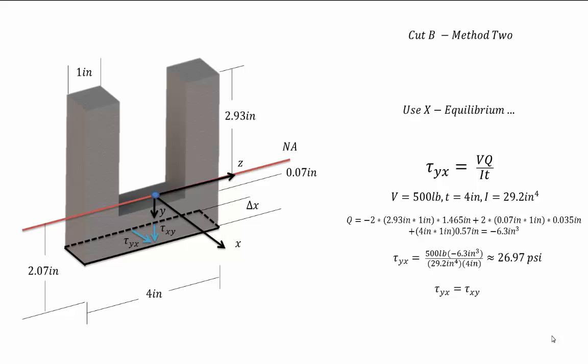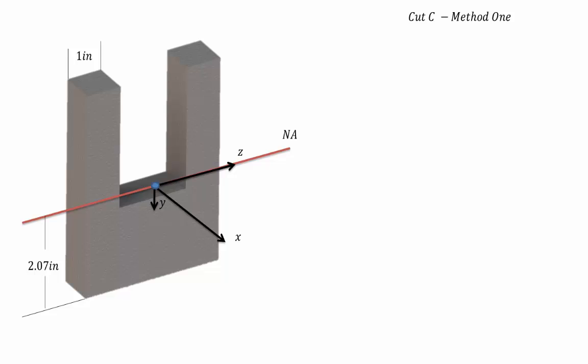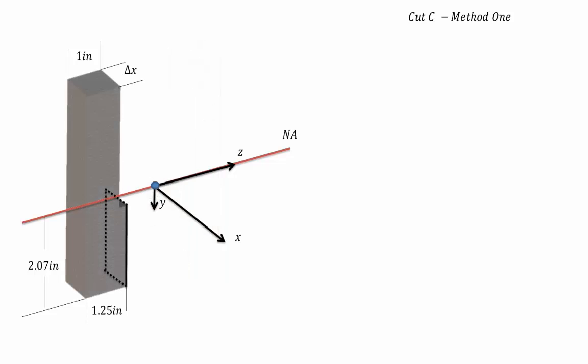And as before, tau yx is equal to tau xy. Now we're going to take a look at our third and final cut, cut C. So, on our section, it'll look a little bit like this. The cut is made 1.25 inches from the left side of the cut, and the thickness is delta x. Now, the shear stress running across the surface will look something like this.